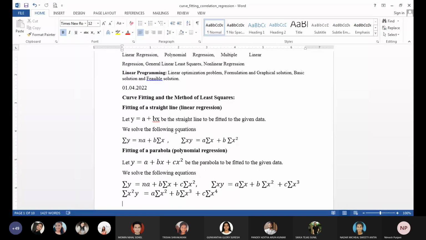Third equation is given as summation x square y equals a summation x square plus b summation x cube plus c summation x square. At present, remembering these three equations for the first time will be a bit difficult, but as and when we solve the examples, all the formulas will be familiar to you. How do you remember them? There is an easier technique to remember this.